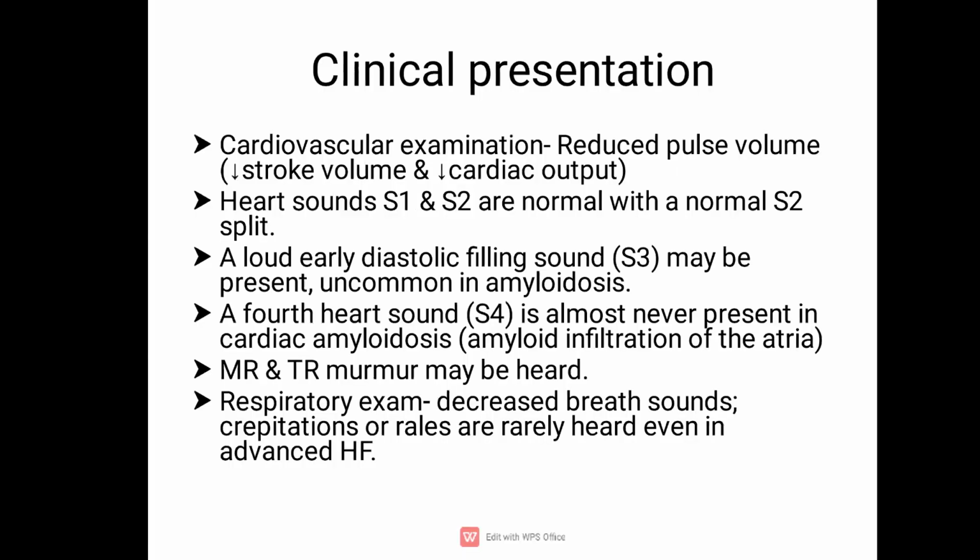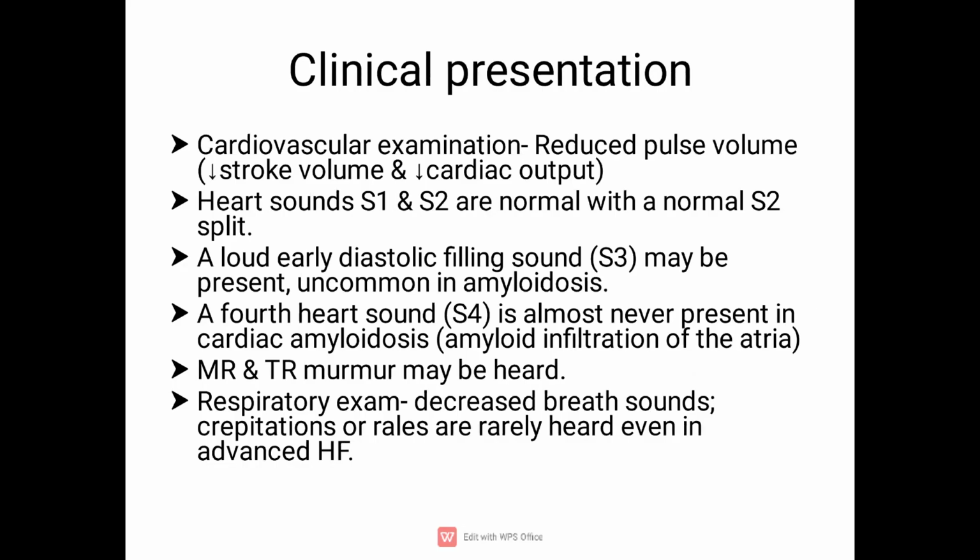Then, on cardiovascular examination, the patient may have a reduced pulse volume as a result of the rigidity of the myocardium. There is impaired filling, which eventually affects the stroke volume as well as the cardiac output. Heart sounds may be just S1 and S2 with a normal S2 split. One could also pick up a loud, early diastolic filling sound, and a fourth heart sound is almost never present in cardiac amyloidosis. Then a murmur from mitral regurgitation or tricuspid regurgitation may be heard, in the mitral and tricuspid areas.